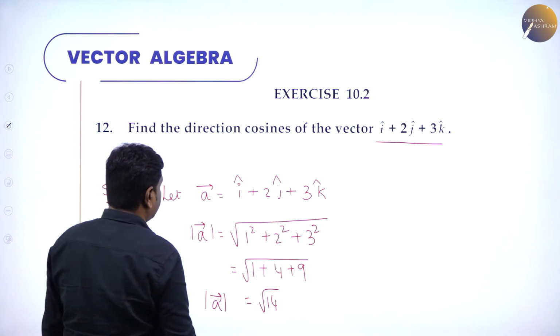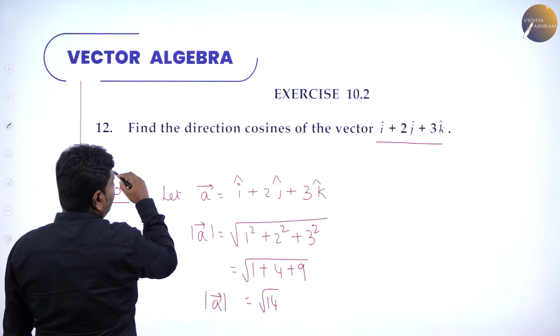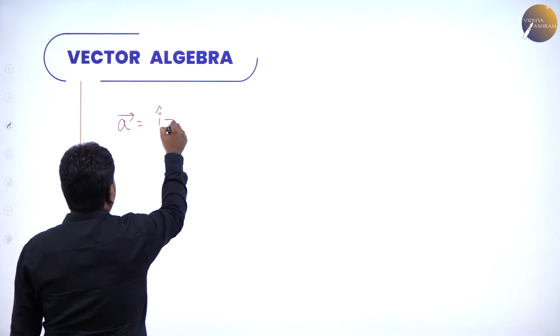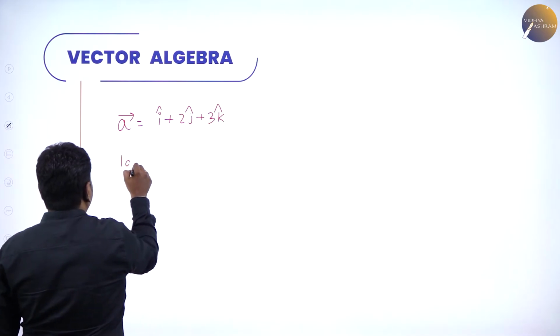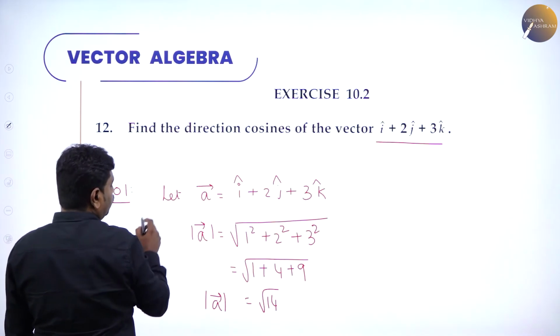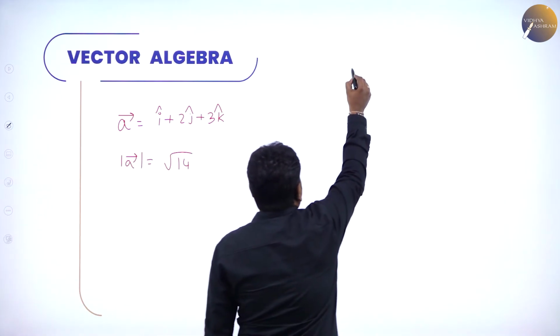See, they gave a vector. What is vector A given? Vector A is i cap plus 2j cap plus 3k cap. And you got the magnitude. What is the magnitude you got? Root 14.